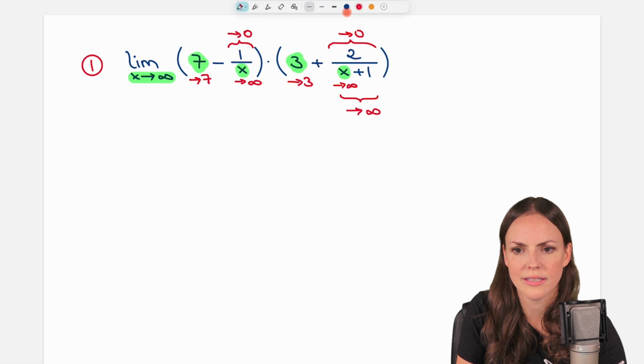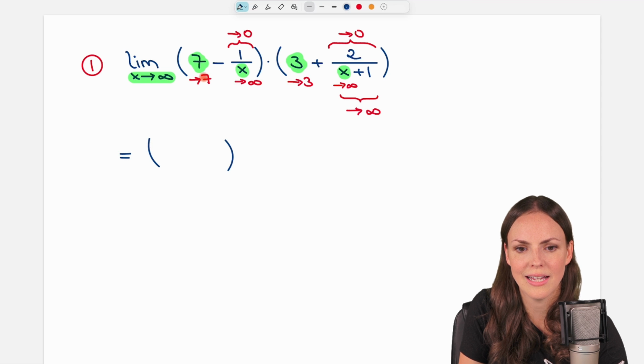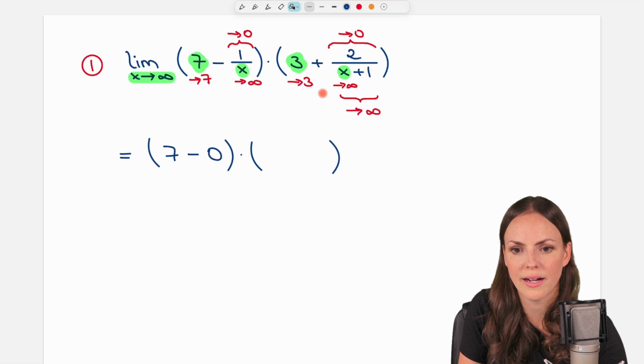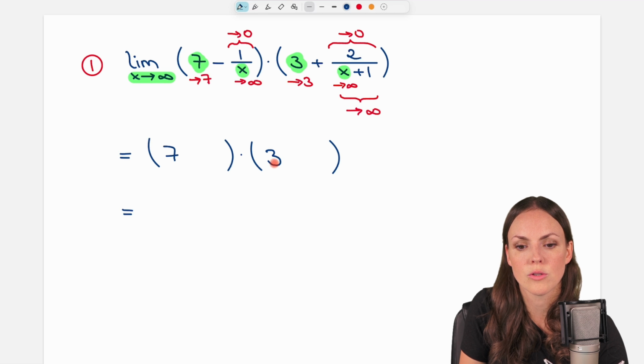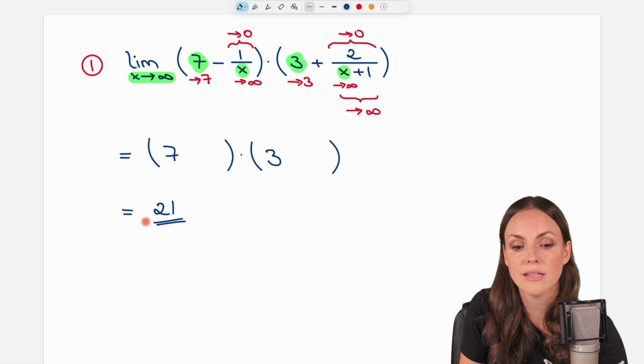Let's collect everything we've just found out for our limit. Here we had 7 as a limit minus, and here our limit was 0. Then we multiply this by, here we have the 3 plus, and this limit here was 0. So in total, 7 minus 0 is just 7. 3 plus 0 is just 3. So we have 7 times 3, which is 21. And this is the limit of this function here.